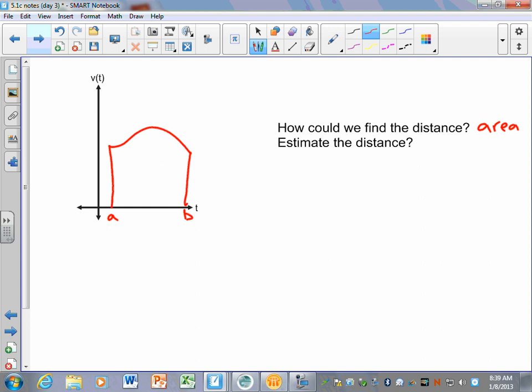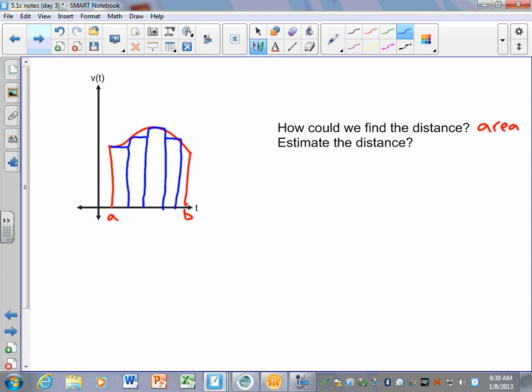Could I get really close by drawing in some geometric shapes that maybe I know how to find the area of? We're going to stick with rectangles for a little bit. What if I broke this up into separate rectangles? Like I could draw a rectangle here, and then go over and draw a rectangle like this, and another like this.